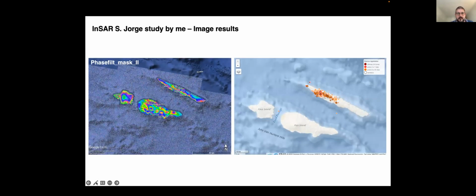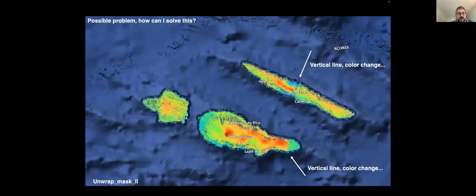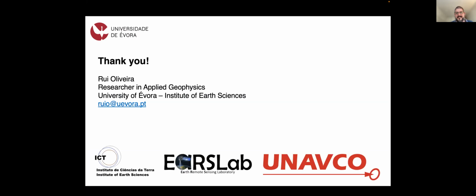In this part of the fringe are located most of the earthquakes that occurred. We have some problems in this island, the South Island, with these cycles. I don't know if this is a problem in the results, but with the GNSS correction, the cycles disappear. And here are again the vertical lines in the data where the colors change. So I would like to ask for opinions. And that's all. Thank you very much.